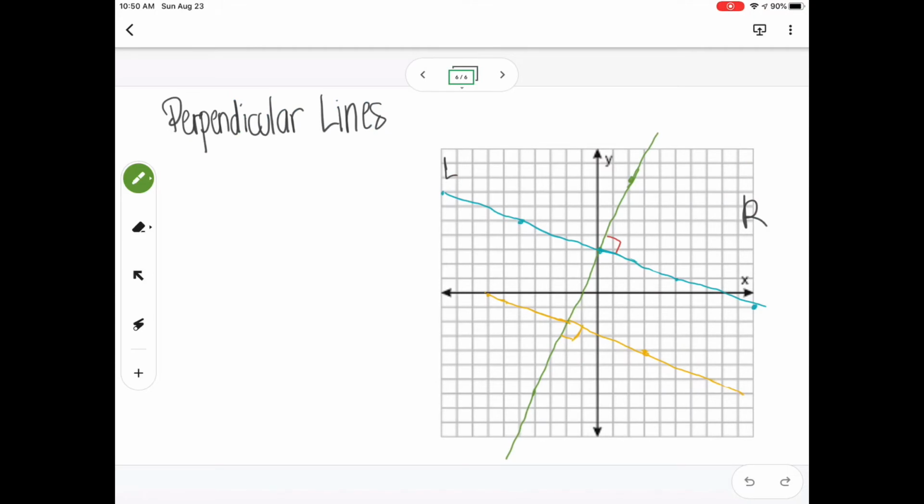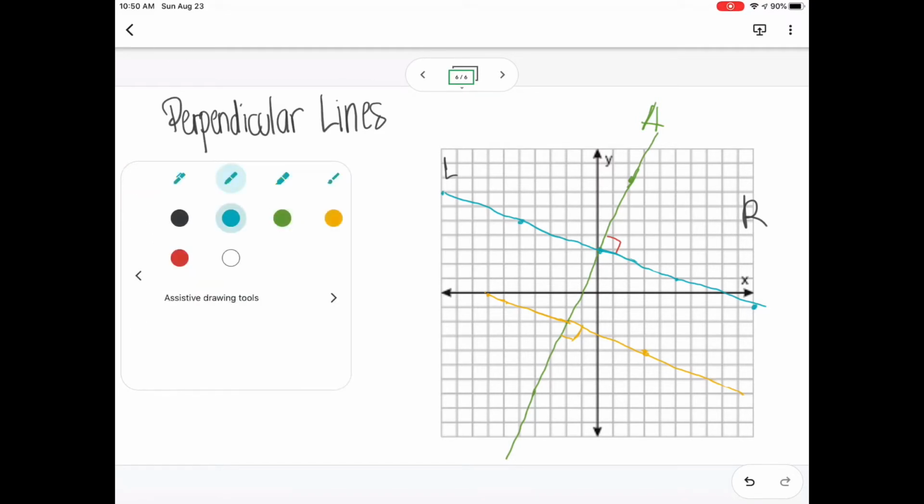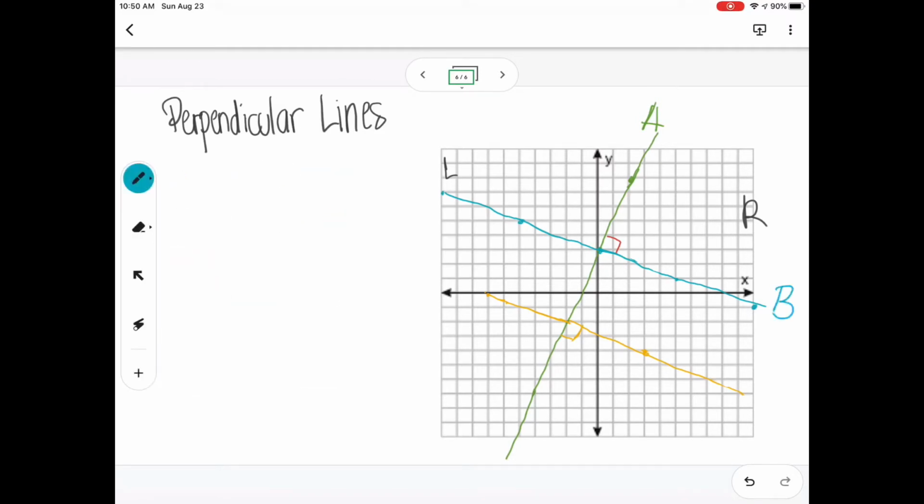So I already drew perpendicular lines here. As you can see, the green line, let's call it line A, is perpendicular with the blue line, which we call line B, but the green line is also perpendicular with line C, which is the yellow one. We're going to address it one by one. So let's take a look at the green line and the blue line. Again, they're making a 90-degree angle. You can see that they both have the same y-intercept, while green and yellow have a different y-intercept.